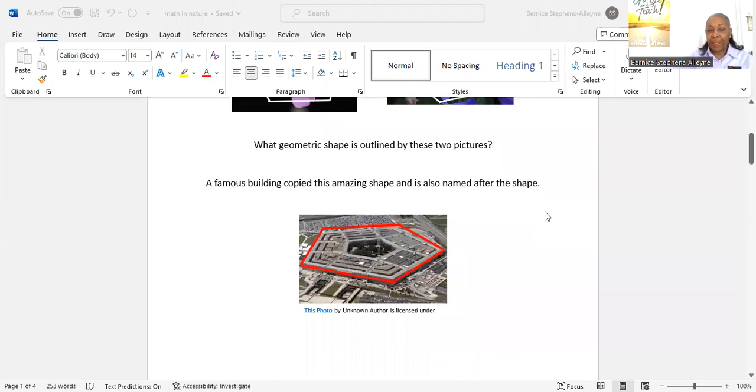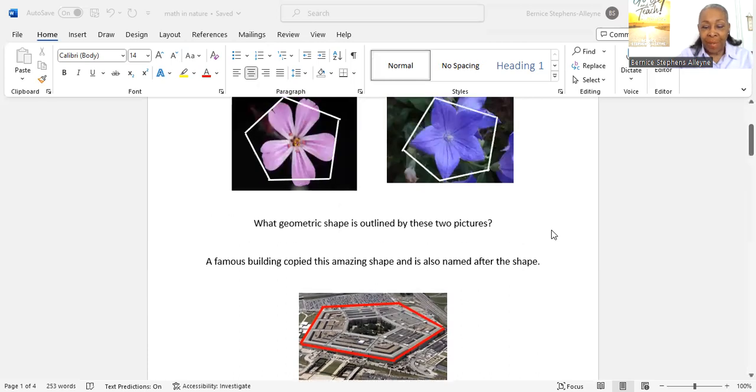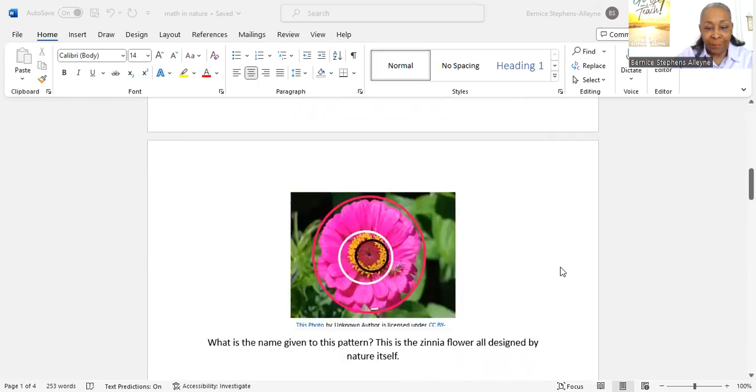This famous building copied the amazing shape and is named after the shape. Do you know the name of this building? Explore and find out. So we have math in nature, but in architecture, some of the shapes are also copied. There will be another session where we show geometric shapes in architecture. Whole other ball game. Let's go on.